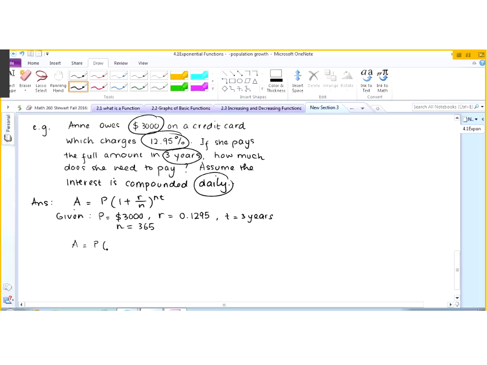So let's write down. A is P times 1 plus R over N raised to the NT, and we want to find A. Solution. So the P is 3,000, 1 plus R over N. So we have to use calculator here, right? Divided by N. What is N? 365, raised to the 365 times 3. All right. Okay. Now, when you calculate these, I think it's easier to calculate it as one shot, all the calculation in one step. So try it on your calculator.